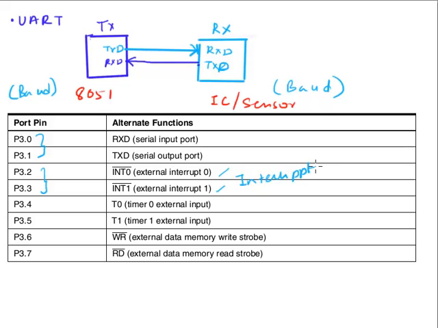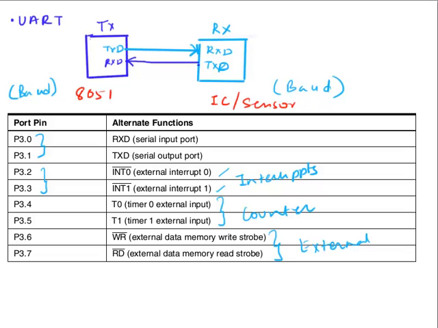Now, every microcontroller has units to count time, and this can be done internally, or it could measure external inputs. So we have two pins, port 3.4 and 3.5, which are inputs to measure time, or they can count external events. So this is used as a counter. And again, these two particular lines are used for external memory access.